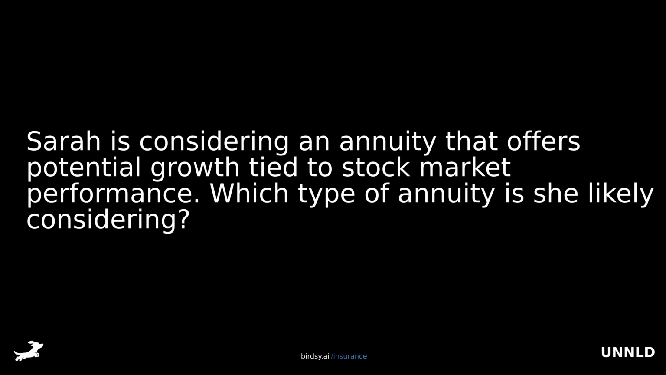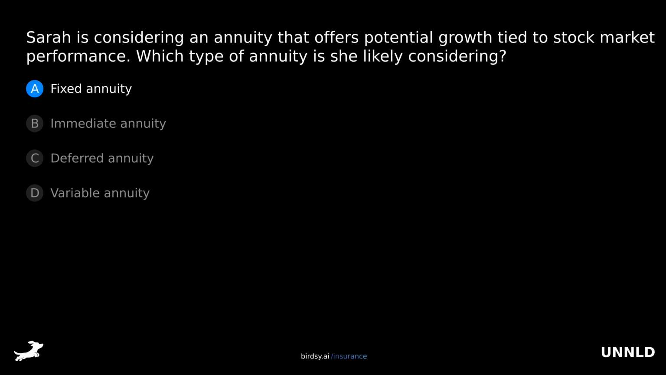Sarah is considering an annuity that offers potential growth tied to stock market performance. Which type of annuity is she likely considering? Is it A, fixed annuity? B, immediate annuity? C, deferred annuity? Or D, variable annuity? The answer is D, variable annuity.